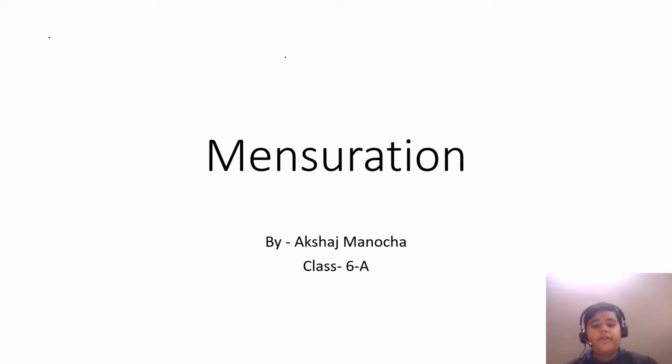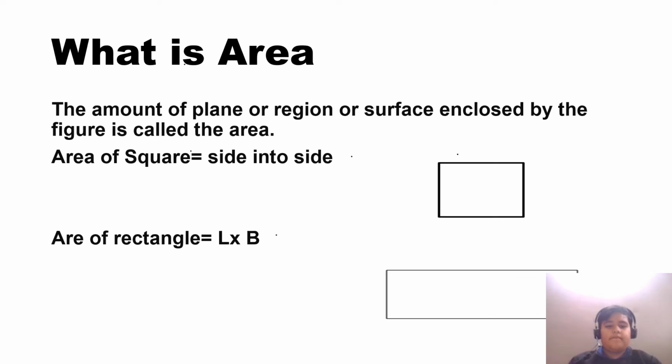Today I am going to tell you about the chapter Mensuration. What is area? Area is the amount of plane or region or surface enclosed by a figure. Area of a square is equal to side into side, and the area of a rectangle is equal to L into B.